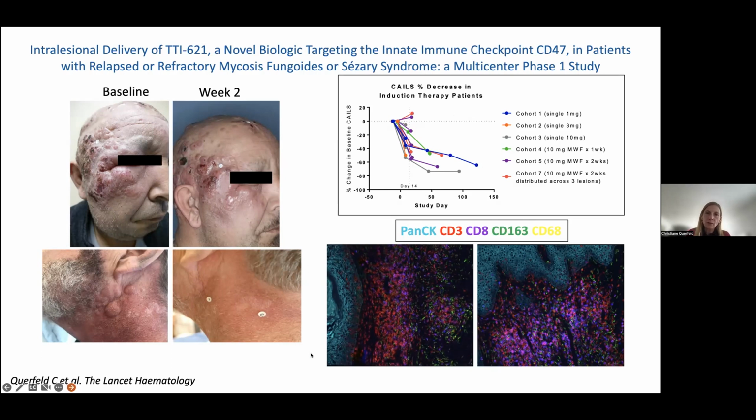But we do not see the same effects when we give it systemically. Likely it gets absorbed in other organs or by other immune cells, because CD47 is really widely expressed.